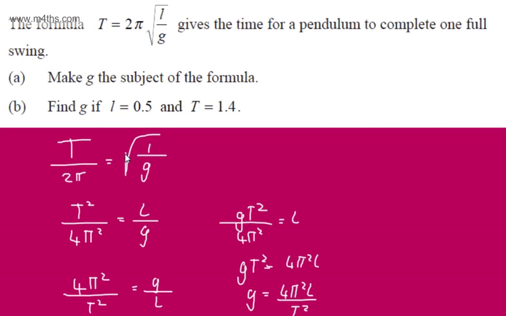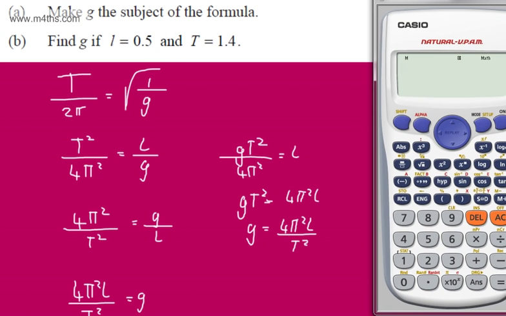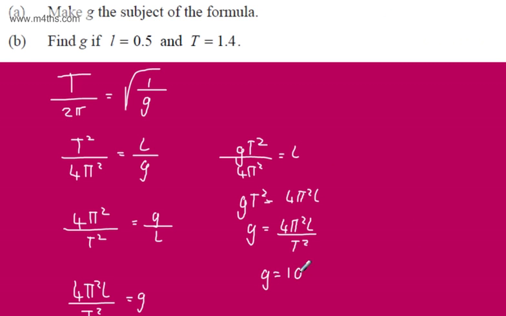Okay, we're asked to find G if L is equal to 0.5 and T is equal to 1.4. All we would simply do is go ahead and sub this in. We know that G is going to be equal now to 4 pi squared multiplied now by L, which is going to be 0.5, and then we're going to have that now over T squared. Well, T squared is going to give me now 1.4 squared, and we can plug that in and find our value. 10.07, and that's given now to 2 dp. So all I've done is rearrange the equation and subbed the values in.